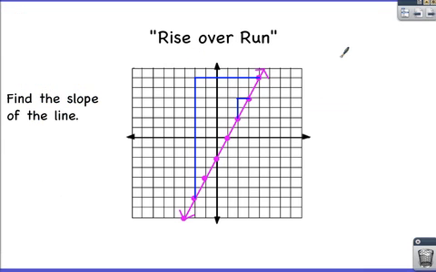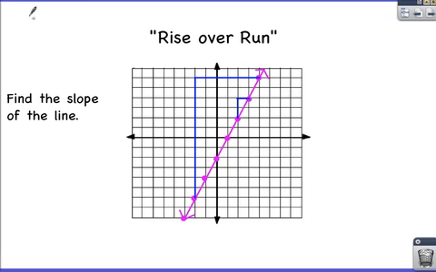Slope is rise over run. So if you look at a line, you can pick any 2 points and determine how much you need to rise and how much you need to run in order to get to the other point. And then you may need to reduce the fraction. But regardless of which 2 points you choose on the line, you should get the same slope.